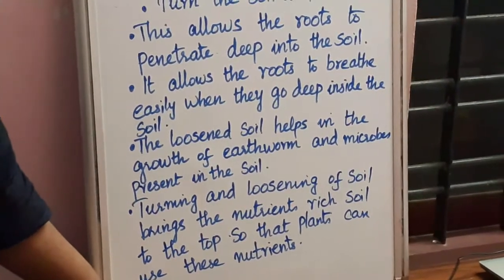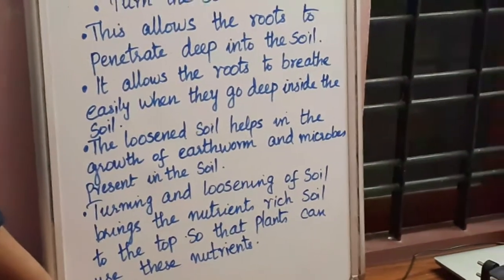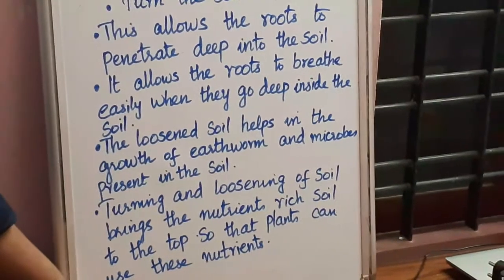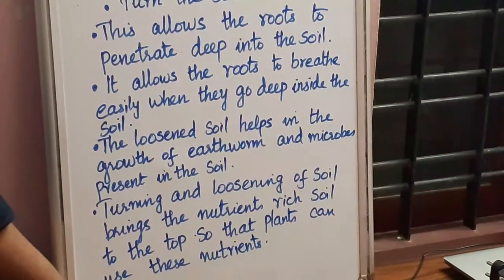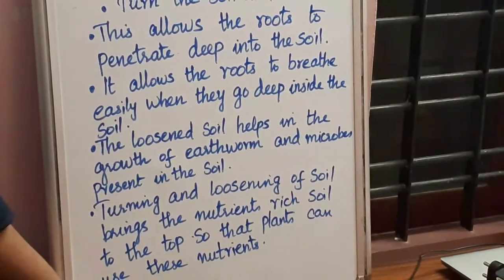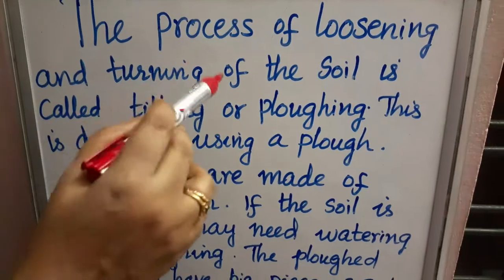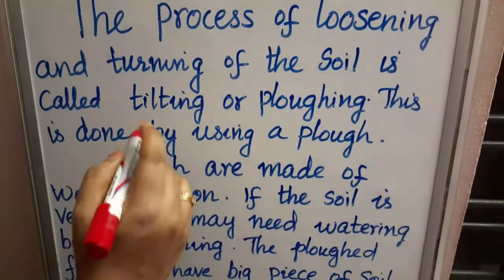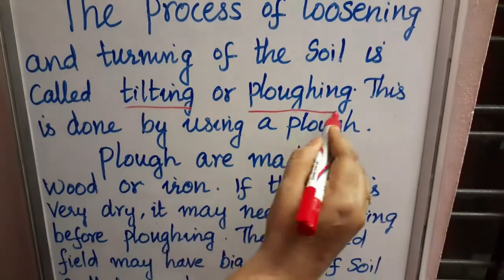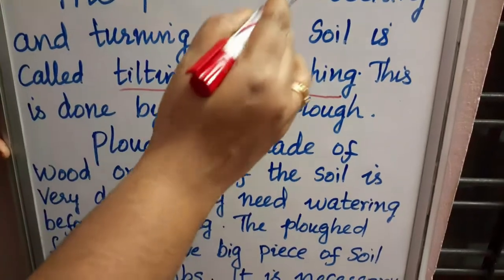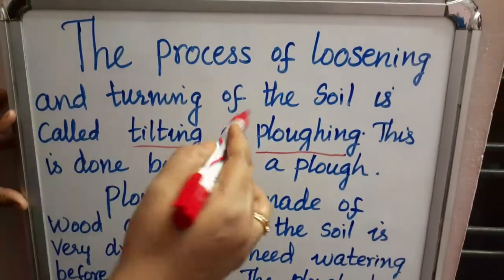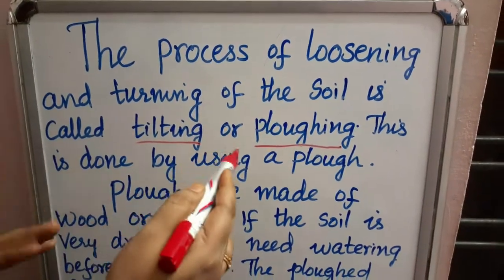So the first point is that we have to prepare the soil, and we do that by a technique known as plowing. The process of loosening and turning of the soil is called tilling or plowing.